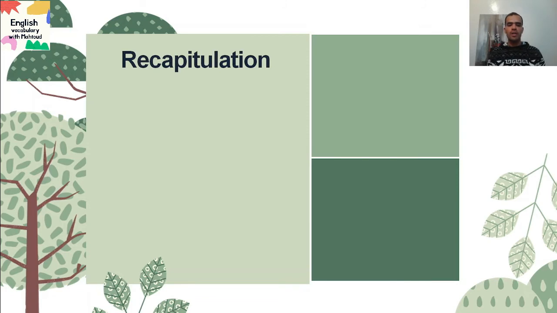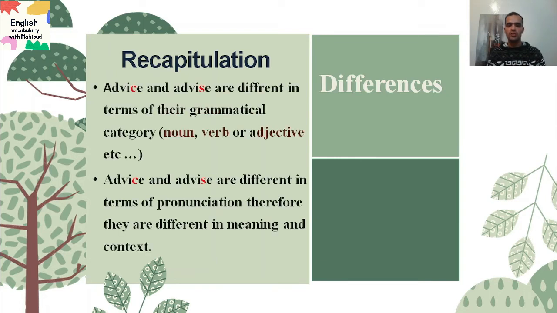Now let's see the recapitulation of the whole session. We've talked about many differences. Advice and advise are different in terms of their grammatical category. What do we mean by the grammatical category? We mean the grammatical category of the word, it could be noun, verb, or adjective, etc. So advice is a noun and advise is a verb, and they are different when it comes to the grammatical class. And advice and advise are different in terms of pronunciation.